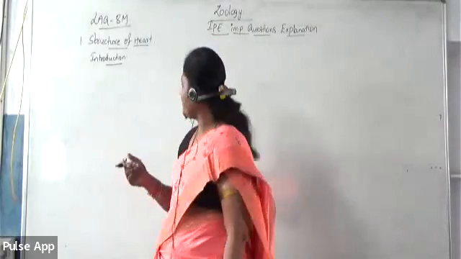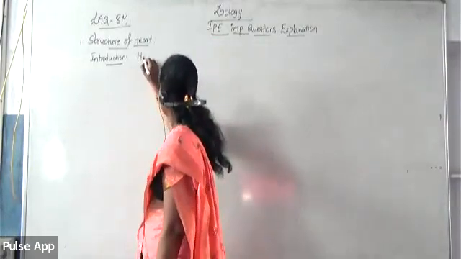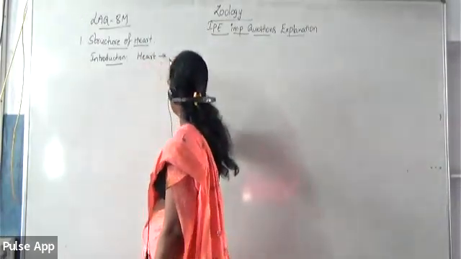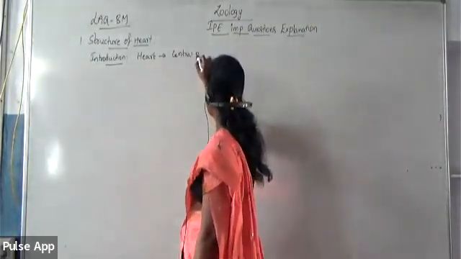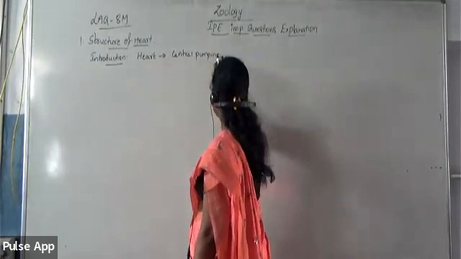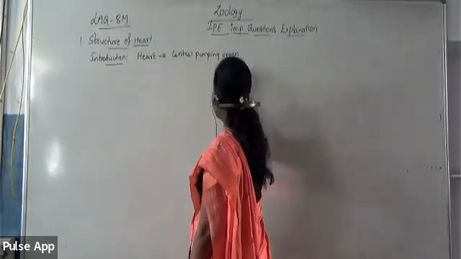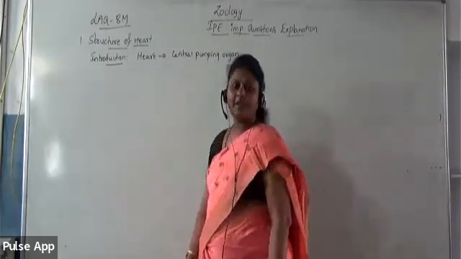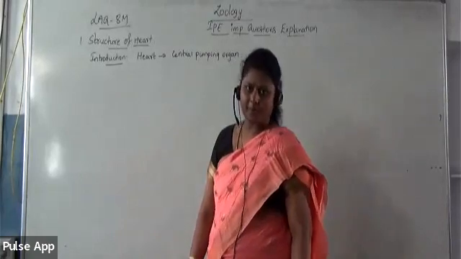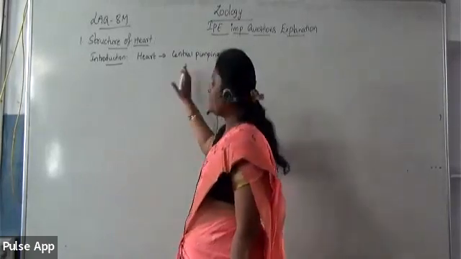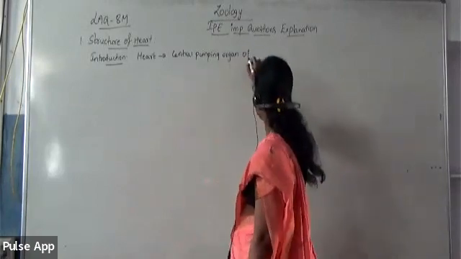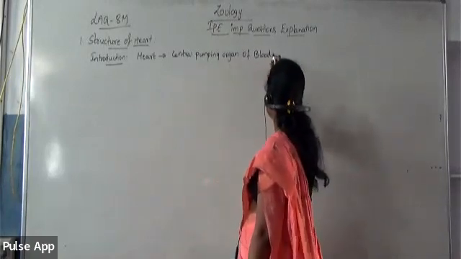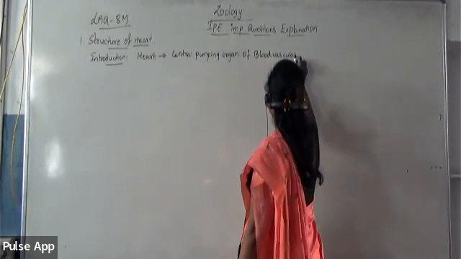Everybody knows that the heart is an important central pumping organ of the body, where it pumps the oxygenated blood to different parts of the body. You can make it simple: the heart is the central pumping organ of the blood vascular system. This is the first point which you can write.